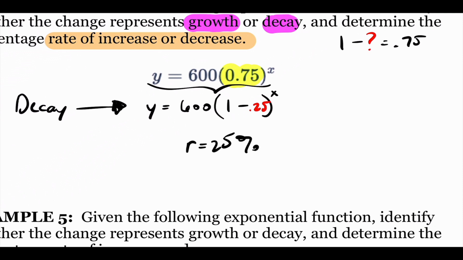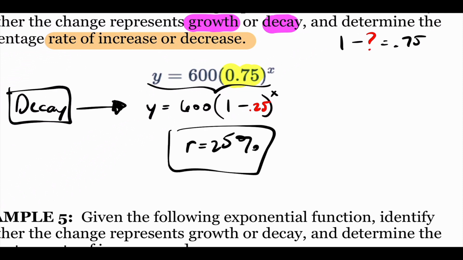Because if it was 25%, you would say, oh, I would put 0.25 in there, because you'd move the decimal and then you do that. So it's kind of going backwards. Okay, so we know it's decay, and I know the rate is 25%. It's a rate of decrease because it's decay, and it's 25%.